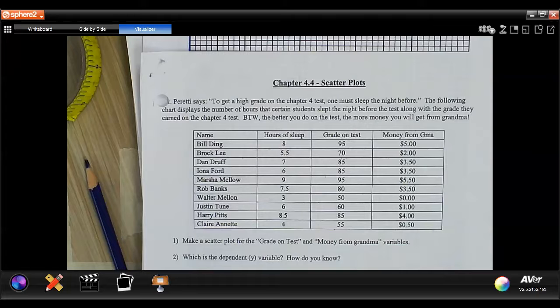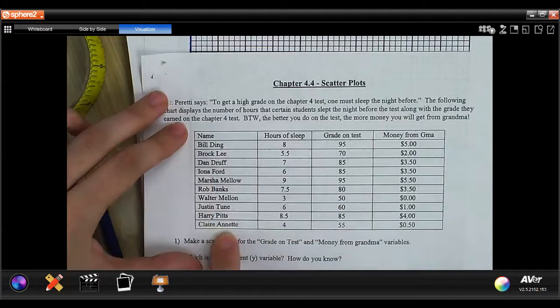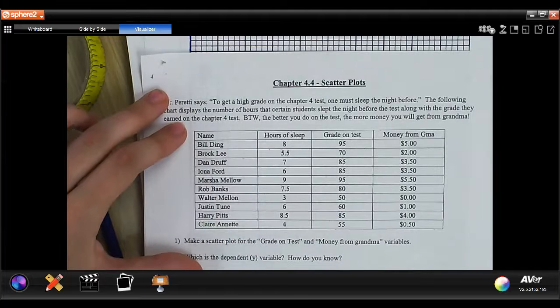Hello, algebra. So we have talked about scatter plots. So we are going to practice some plotting of points and finding trend lines with scatter plots. So we're looking at this chart right here. We have different students with really awesome names.